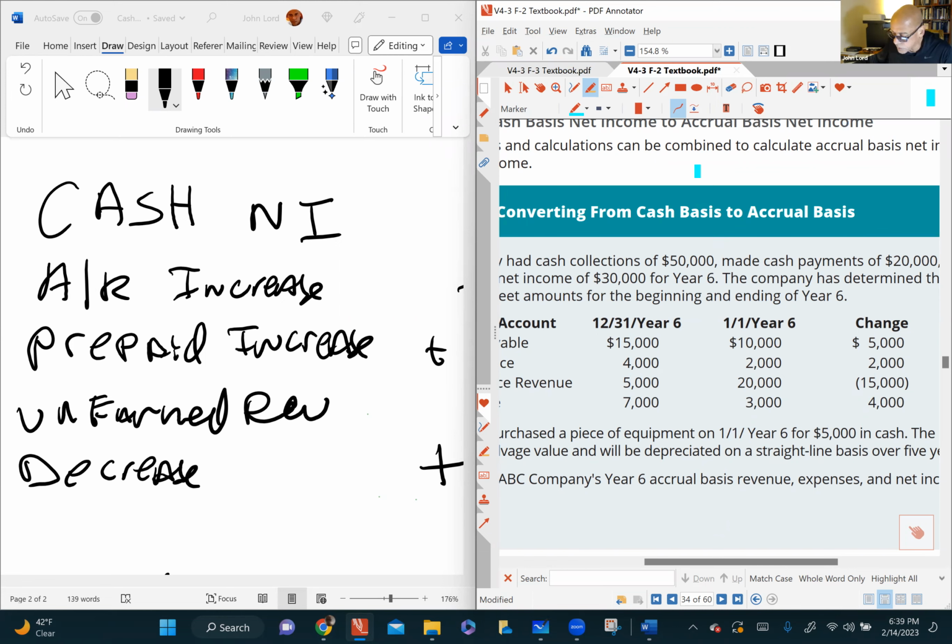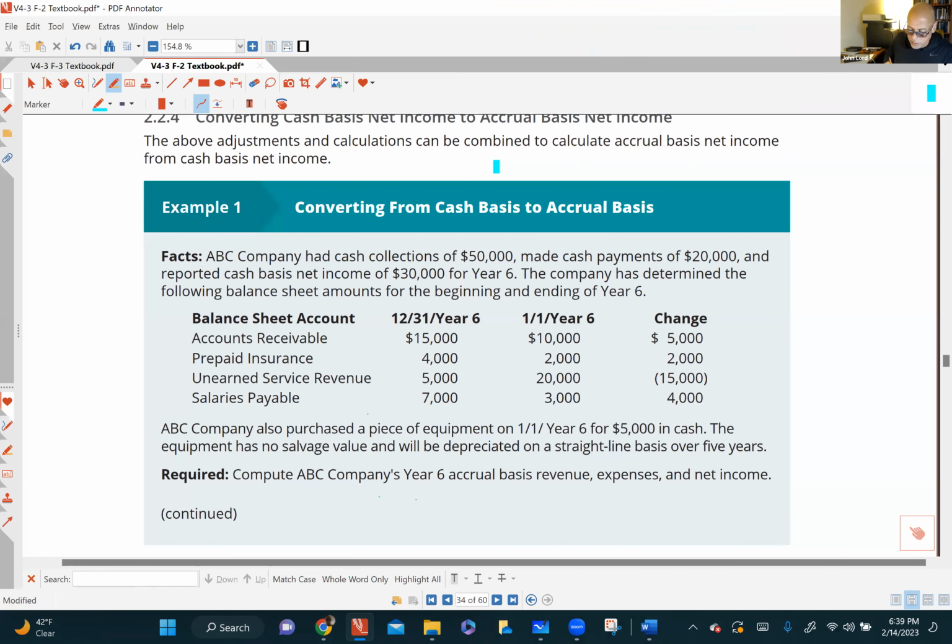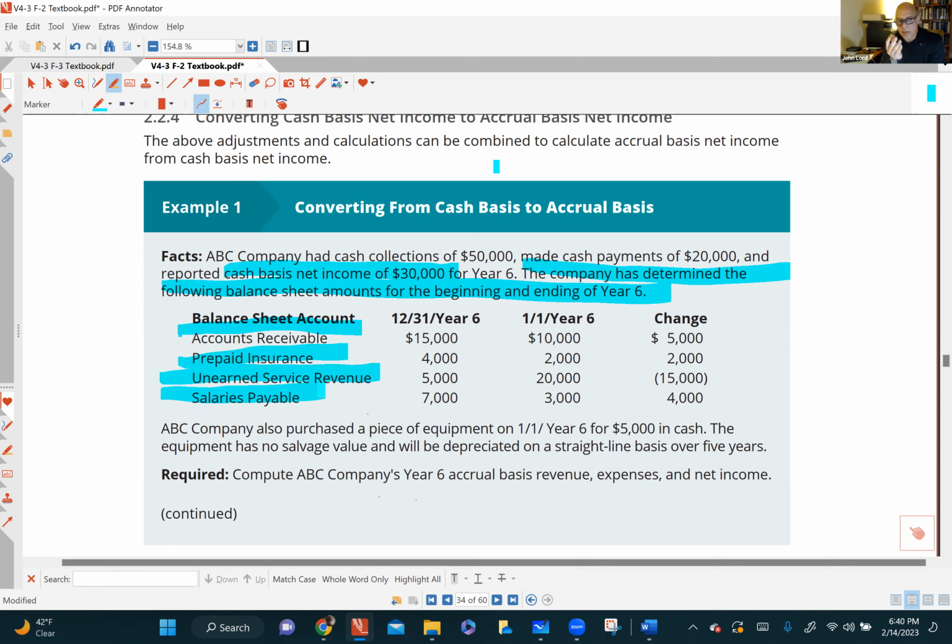Okay, so in this question, what they did, and maybe I should just go over here for that first, is they tell me that they have a cash basis net income of 30,000. Okay. And they give me certain information about the accounts receivable, the prepaid insurance, unearned service revenue, salaries payable. They're not calling them out as such, but these are current assets and current liabilities, aren't they? Okay, so the rule that I gave you focuses on these.